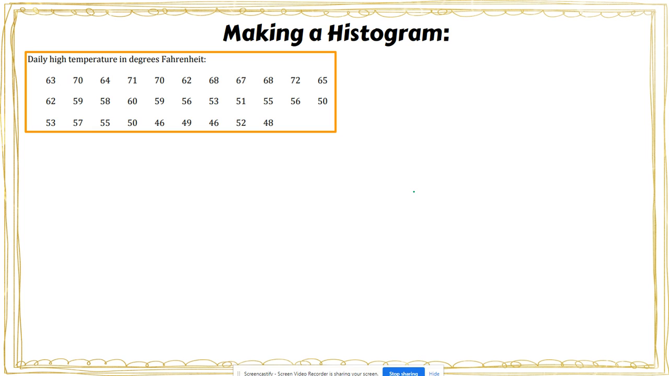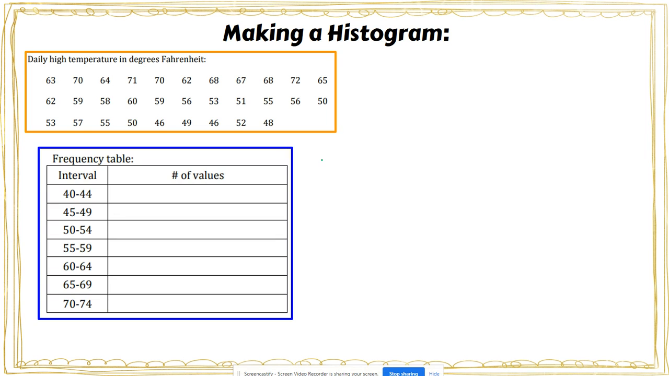Now, to make a histogram, the first thing that we start out with is a frequency table. The frequency table will help us determine how to split up our data into intervals. For this data, I can see that my lowest number is in the 40s and my highest number is in the 70s. So those are not very far away from each other, so it might be a good idea to use an interval of 5 for this data.